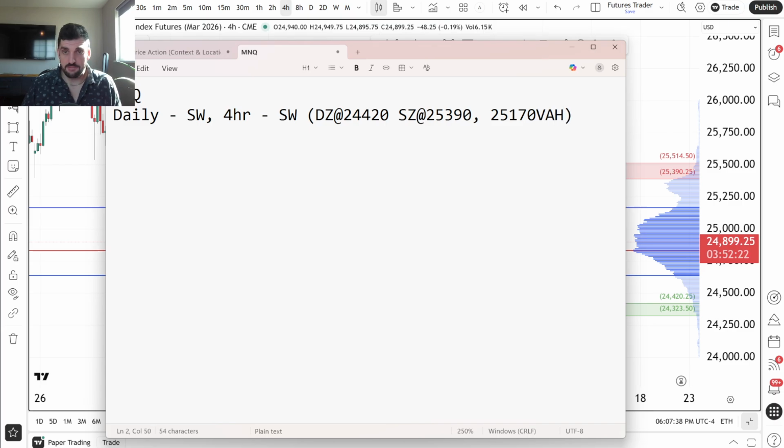The value area high. And then we have, it looks like, 24,640. 24,640 as the value area low. And then we have the POC looking like it's at 24,835.